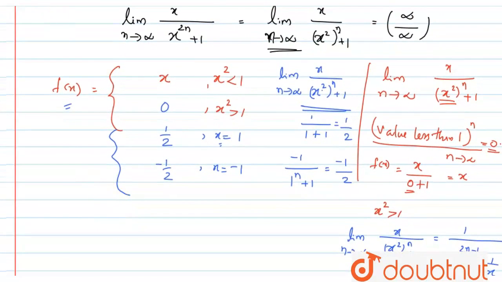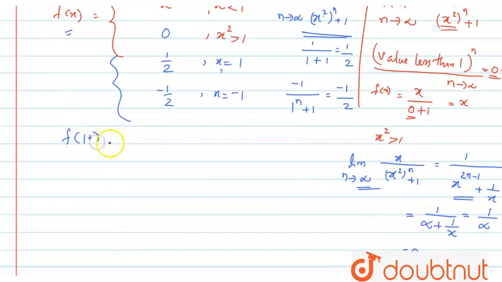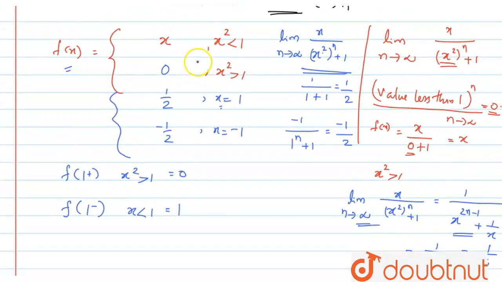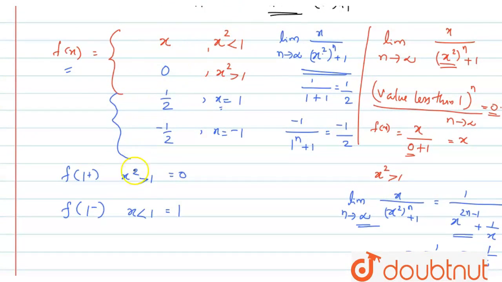So let's do it. f of 1 plus means all the values of x which are greater than 1, so it will be in the range of x squared greater than 1. We know that x squared greater than 1 means the value will be 0. So f of 1 plus is equal to 0, and f of 1 minus means approaching from the negative side, so less than 1. When x is less than 1, the value is equal to 1. You can see here, when x is less than 1, the value will be x, that is equal to 1.